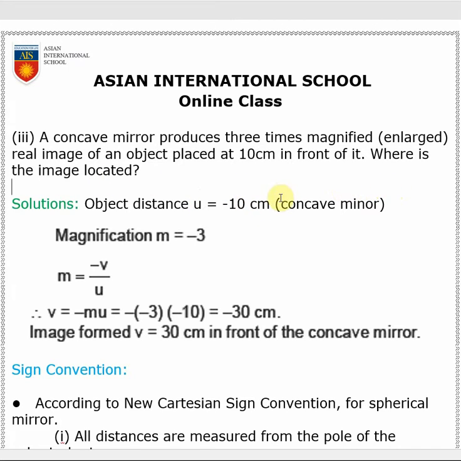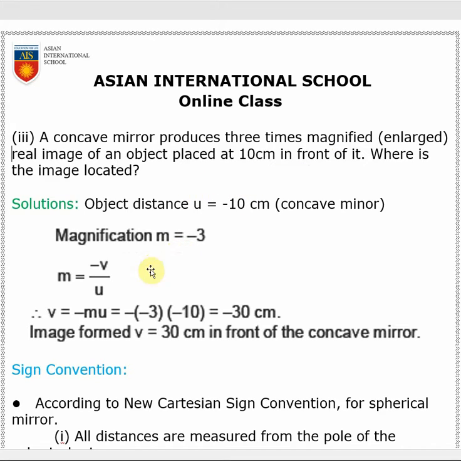Where is the image located? You have to find out the distance of the image from the mirror. The formula is m = -v/u. Now m is given, m is 3, but we also need to know that for a real image formed by a concave mirror, the image will be upside down. If the image is upside down, then the magnification is negative. The magnification value is more than 1, but the sign is minus, because it's an upside down image.